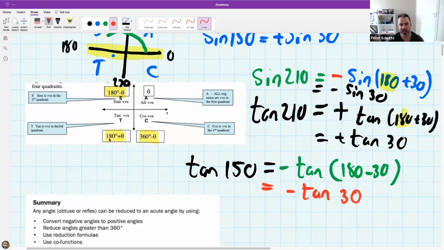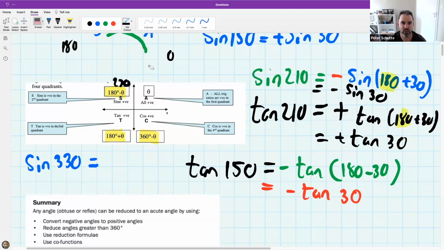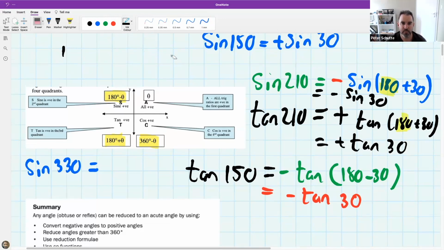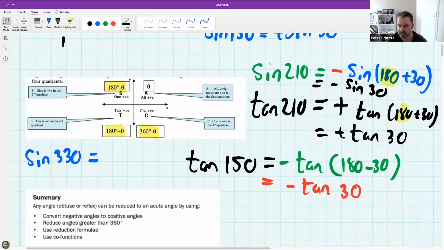Let's do one more because I can feel like you guys are remembering this now. If I said to you, is the sine of 330 positive or negative? What would you tell me? Now notice how I'm dealing with a different angle now. Well, let's try and visualize it. So that would be 90, 180, 270, and 330 would be somewhere there. So because it's in this quadrant, it's going to be negative.